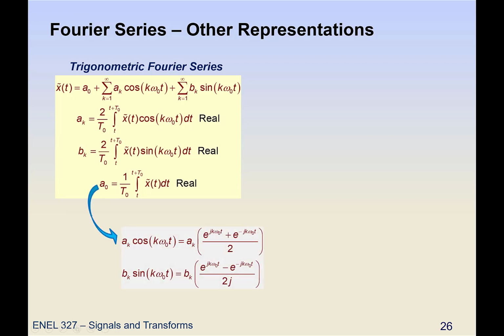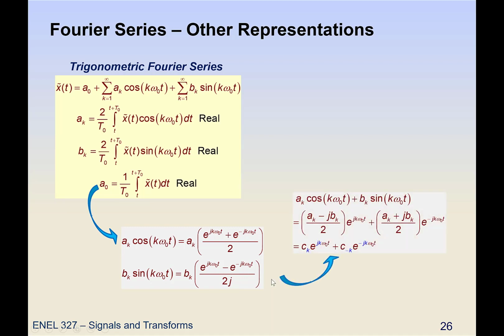But we know that cosine and sine can both be expressed with complex exponentials. So this comes from Euler's formula. If we take a look at this, you'll note we're summing complex exponentials. Here we are subtracting them. And of course there's a complex valued j here.